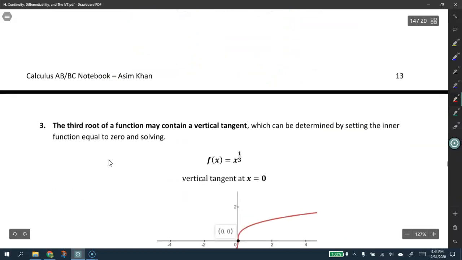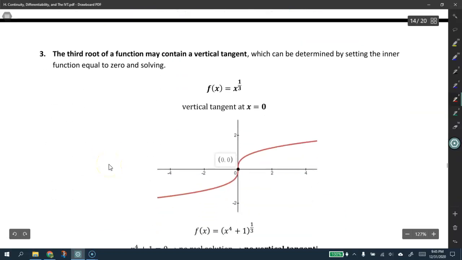All right, now about vertical tangents, well, the third root. Now these are the popular ones, so they're not everything, but these are the popular ones. If you notice that there's a function and it's got a third root, it may contain a vertical tangent. A vertical tangent is a very unique thing, but you wonder, when have you ever learned this? You actually learned this on the cube root family. The cube root family has a vertical tangent.